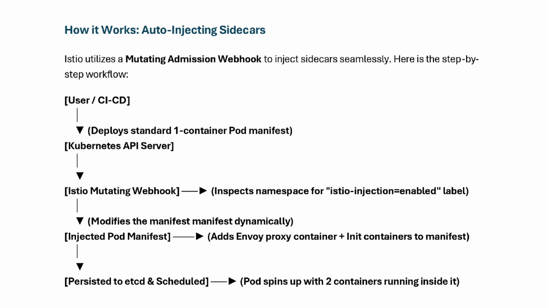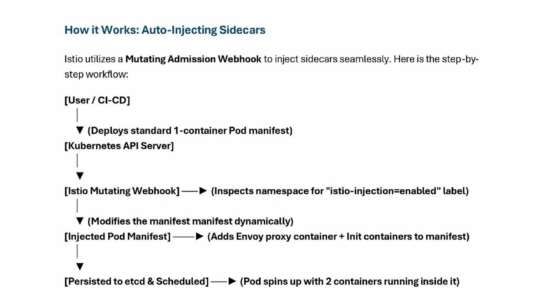How it works? First, user or the CI/CD deploys standard one container pod manifest, which is Kubernetes API server, then communicating with Istio mutating webhook. How it inspects namespace for Istio injection is equals enabled label. If this label exists, then mutating admission controller webhook takes place, providing sidecar containers. If this was not enabled or present as a namespace, then it would be a normal pod-to-pod communication without sidecar containers.